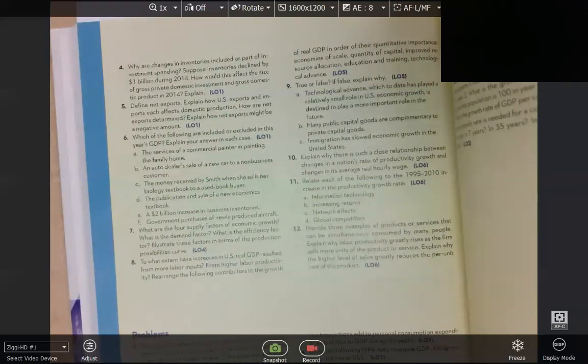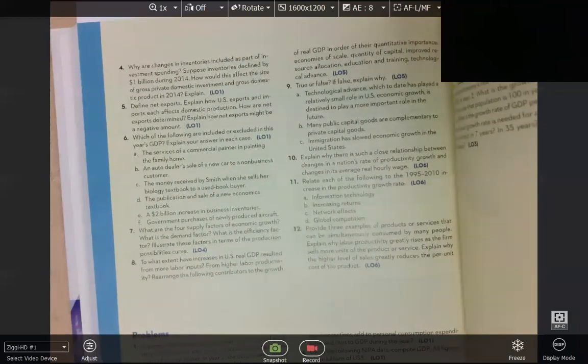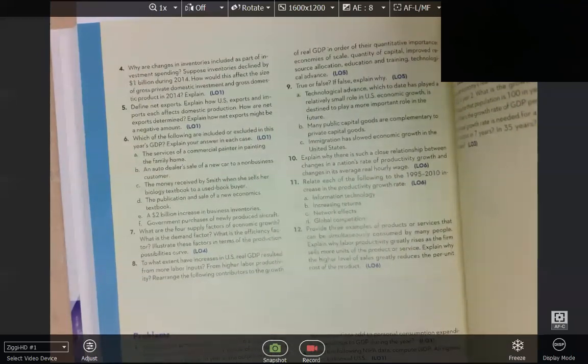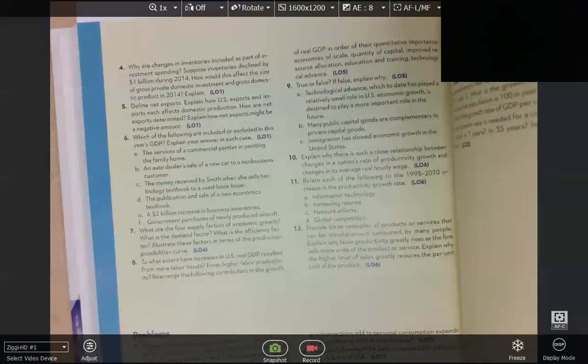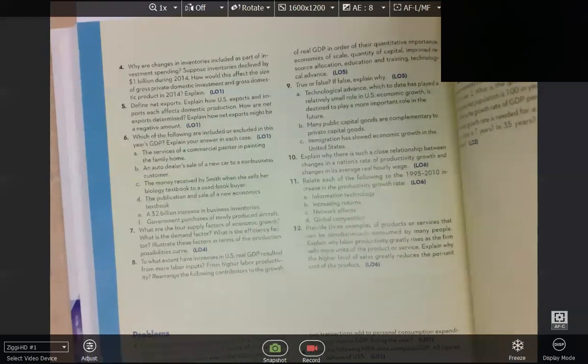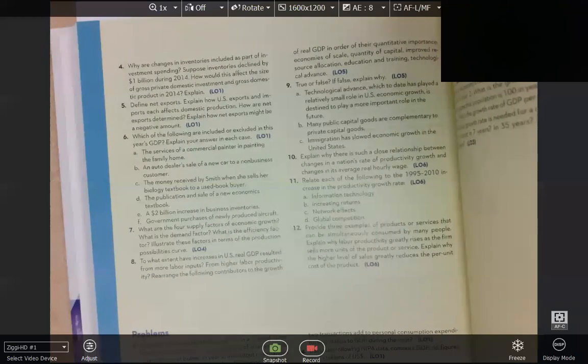The next part of the question: suppose inventories declined by 1 billion during 2012. How would this affect the size of gross private domestic investment and gross domestic product? So how would this affect the I part of GDP and then just the full GDP in 2012? So you're selling it off, right? If your inventory declined by 1 billion, then essentially you started out with a certain amount of inventory. You might have built it up that year, but you used all of it and then some more. And then, yeah.